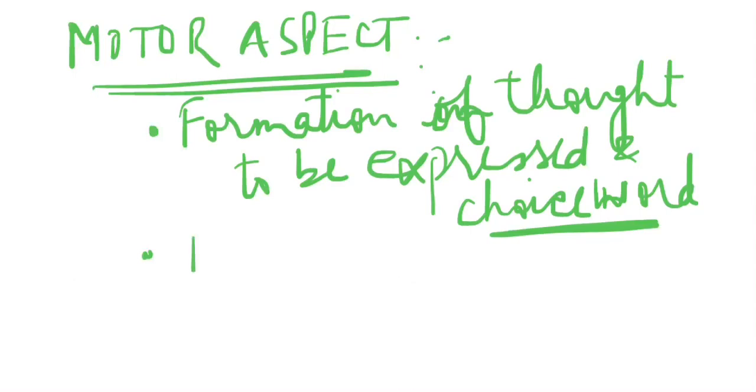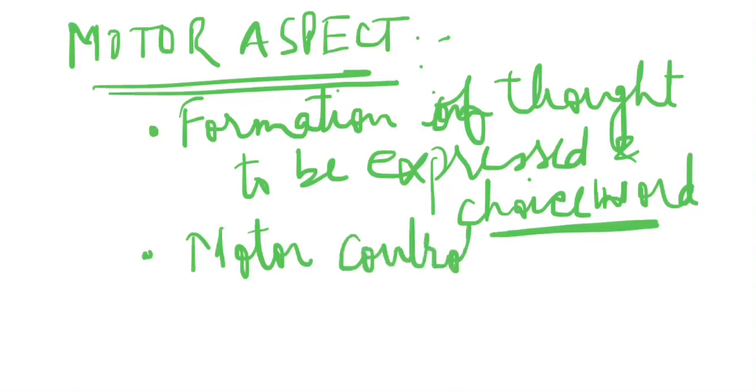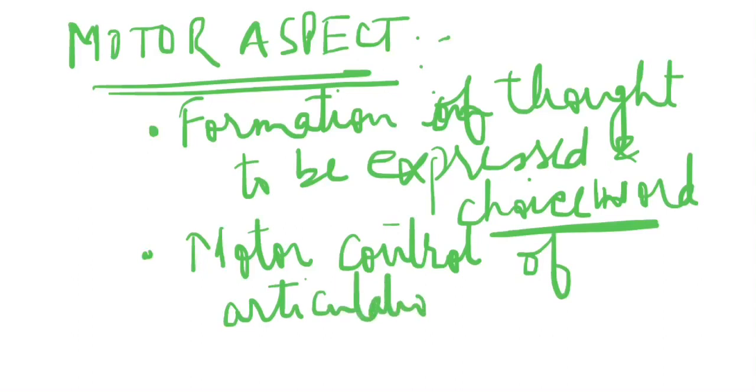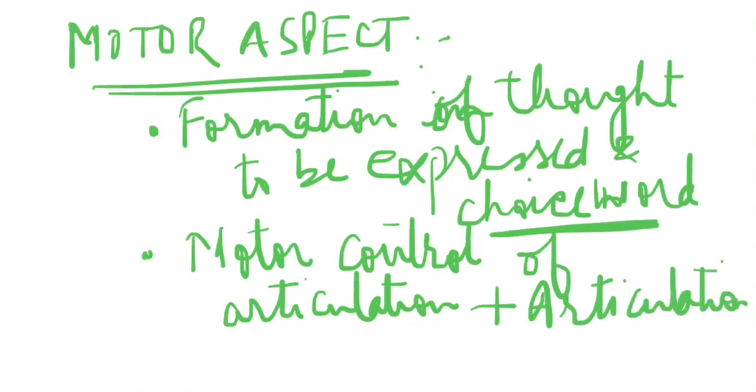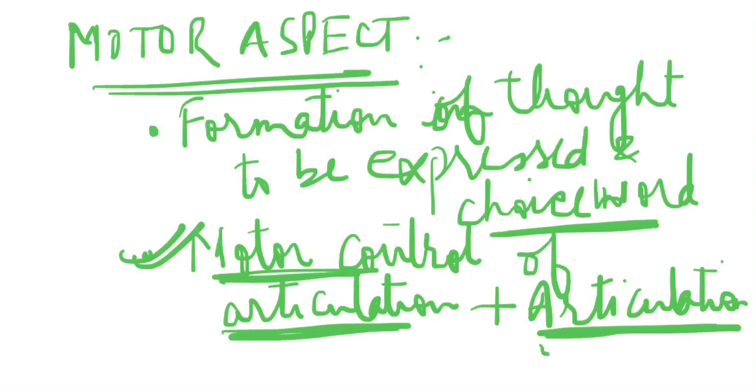Second is motor control of vocalization or articulation, right? The motor control of articulation, plus the last part will be articulation itself. That motor control is via the primary motor cortex area, right? And ultimately, through effective articulation, you will speak out that phrase or that part of the conversation, right?